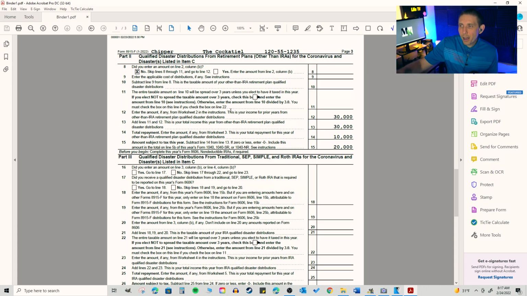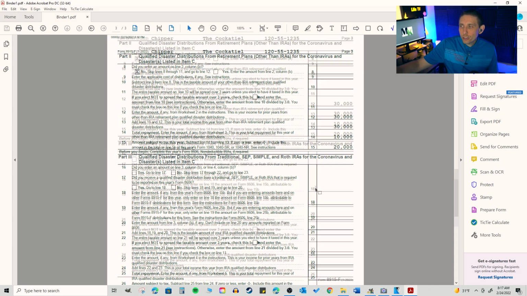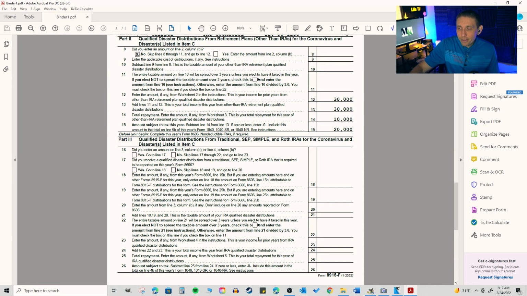And notice up atop of this form, it says part 2, qualified disaster distributions from retirement plans other than IRAs. So if you took the money out of something other than an IRA, like a 401k, a pension, or something like that, then part 2 is where you want to fill your information out. If, however, you took the money out of an IRA, whether it's a Roth, Simple, or SEP, then you're going to go down to part 3 instead. So non-IRA, you want to do part 2. If you took the money out from an IRA, you're going to jump down to part 3 and basically do the same information, but down in that area.